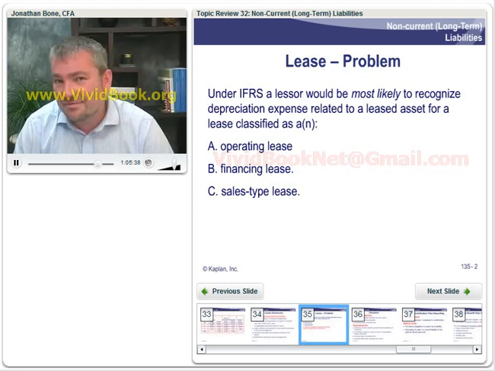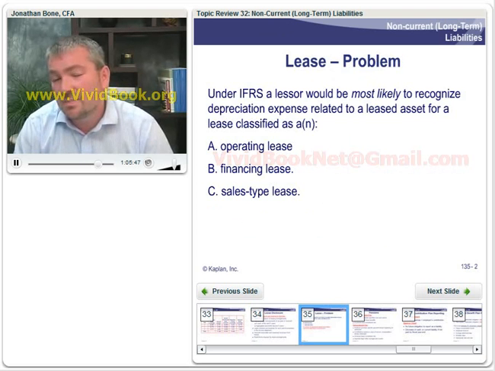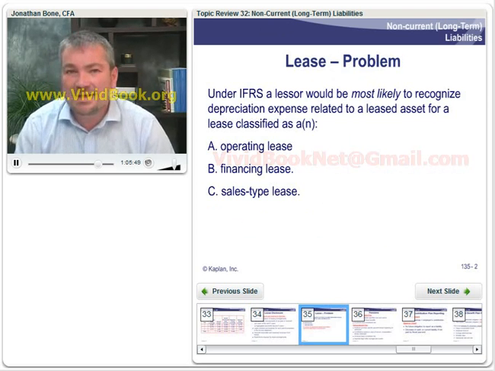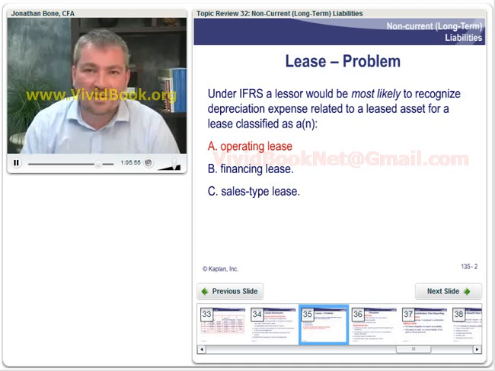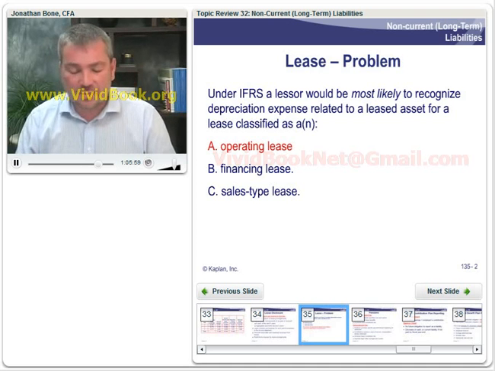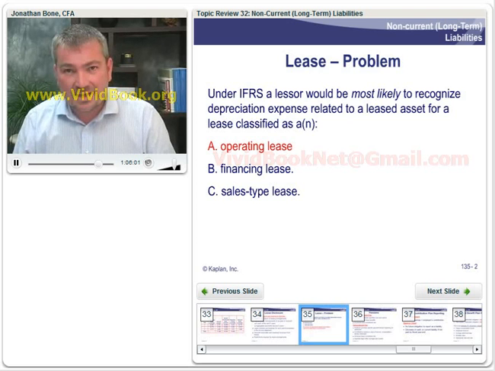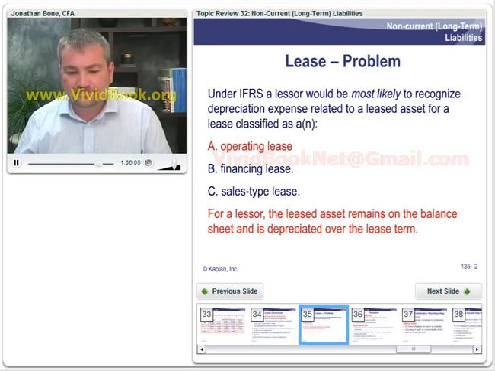Under a direct financing lease, the asset's removed but there's no gain or loss on the income statement. Under a sales type lease, the asset's removed and a gain or loss is reported in the income statement as if the asset had been sold. So given that we're looking at a lessor, they're only going to see depreciation on the asset if it's treated as an operating lease, because that's the only time an asset remains within their plant, property and equipment. Excellent.